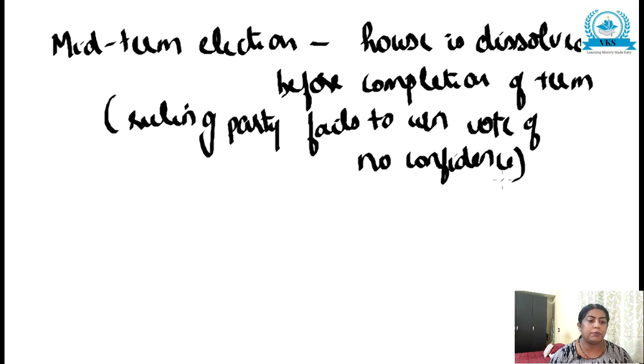And when no political party is in a position to prove its majority on the floor, that time midterm elections happen. So that is the midterm election. It is conducted when the House is dissolved before completion of term. Such a situation arises when a ruling party fails to win the vote of no confidence, and when no political party is in a position to prove its majority on the floor of the House.